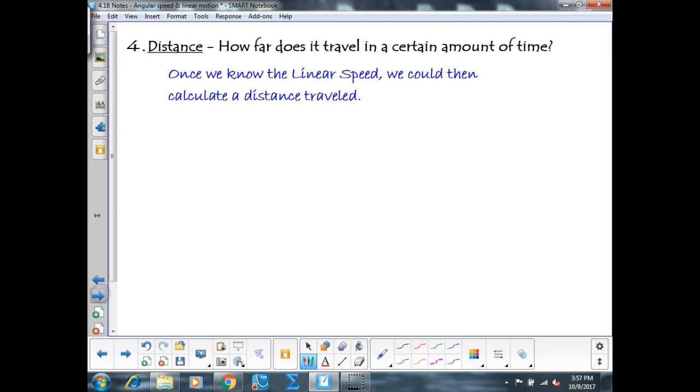Now the thing that naturally falls from linear speed is, once we know linear speed, we can figure out a distance traveled. And so we can just calculate that distance knowing how much time they've been going.